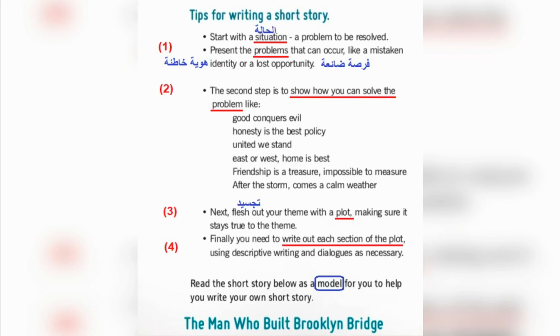The second step is to show how you can solve the problem, like good conquers evil, honesty is the best policy, united we stand, east or west, home is best, friendship is a treasure, impossible to measure. After the storm comes a calm weather. All of these are sayings and show us the ideas. Yes, for example, east or west, home is best.